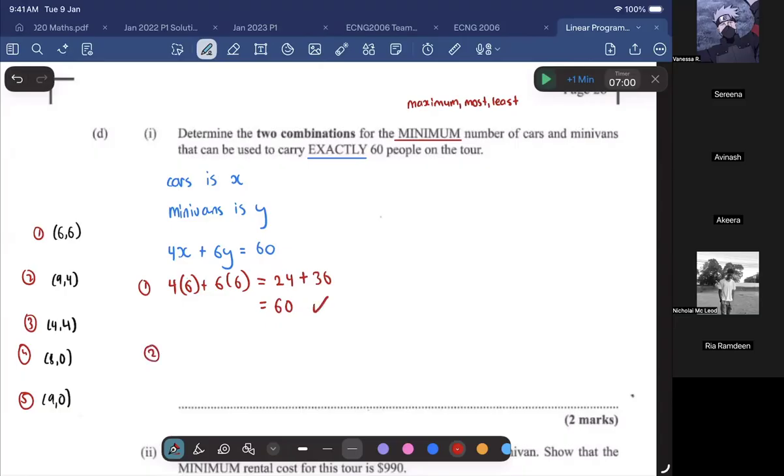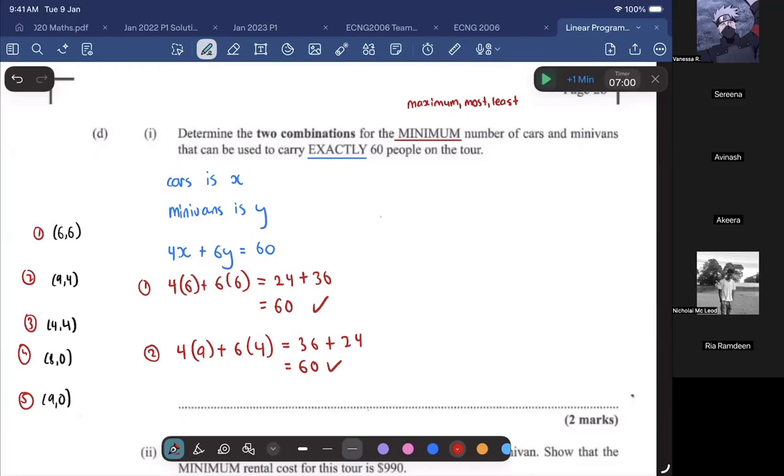Let's check out combination 2. 4 by what? Somebody tell me fast. 4 by 9, plus 6 by 4. Where's 4 by 9? 36. 6 by 4, 24. Where's the answer? 60. Right? I found my 2 answers.